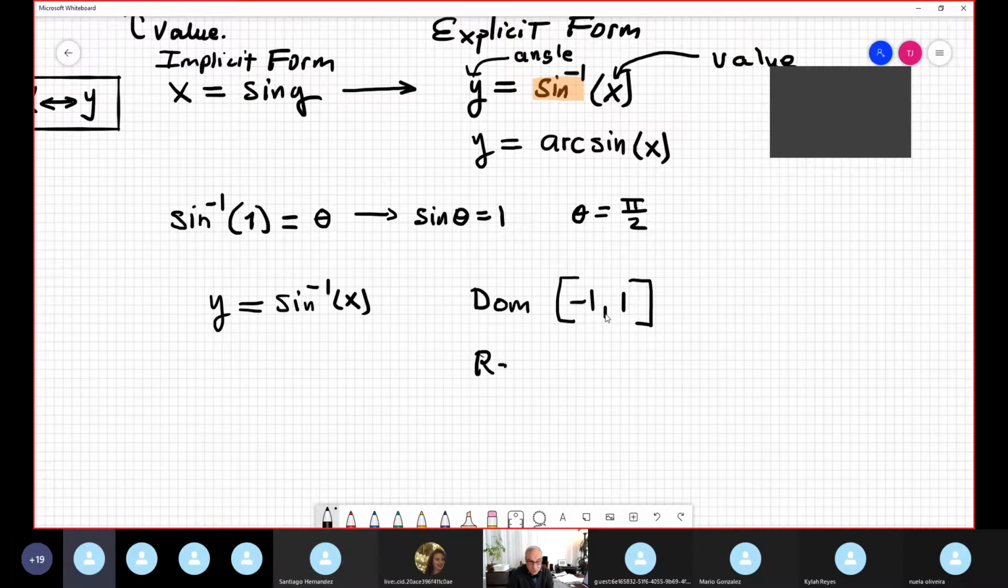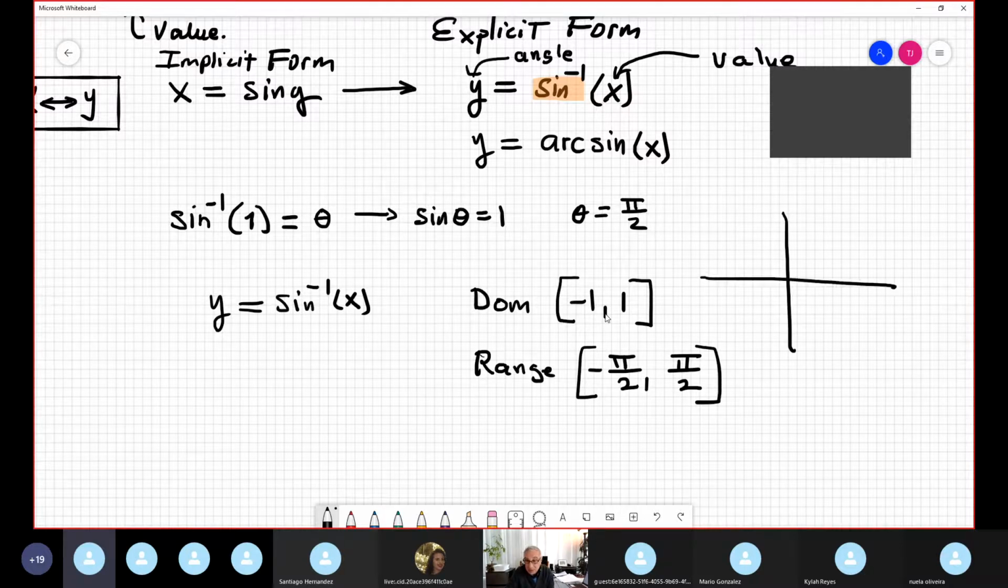And the range, according to the restrictions, is from -π/2 to +π/2. So it's not too easy to see what the answer is in this. So one mnemonic device to remember is in this sketch. Look, this sketch is the sine inverse.